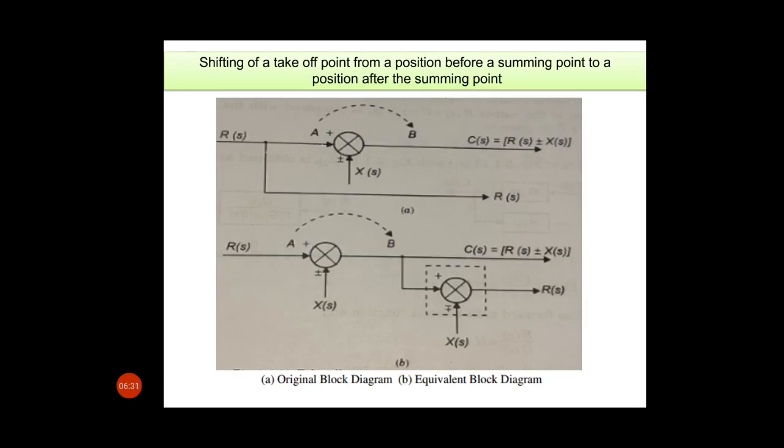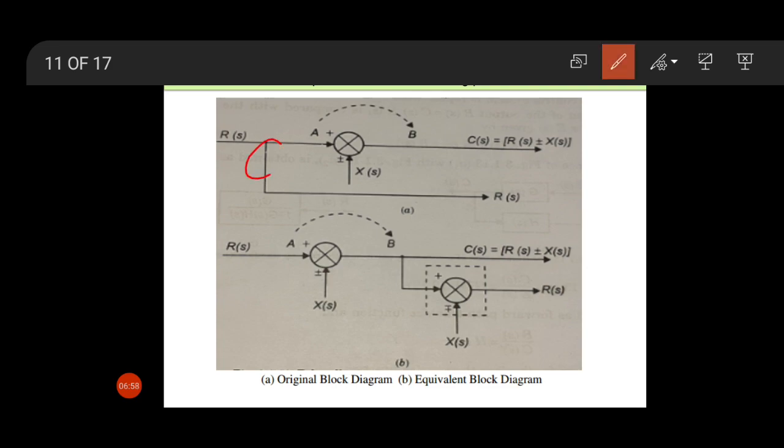Now come to the next rule. The next rule is shifting of a take-off point from a position before a summing point to a position after the summing point. Okay, here we want to move the position of this take-off point from before the summing point to ahead of the summing point, means we want to move the take-off point from position A to position B, which is indicated by the arrow. To make this change, we add another summing point in the moving path.